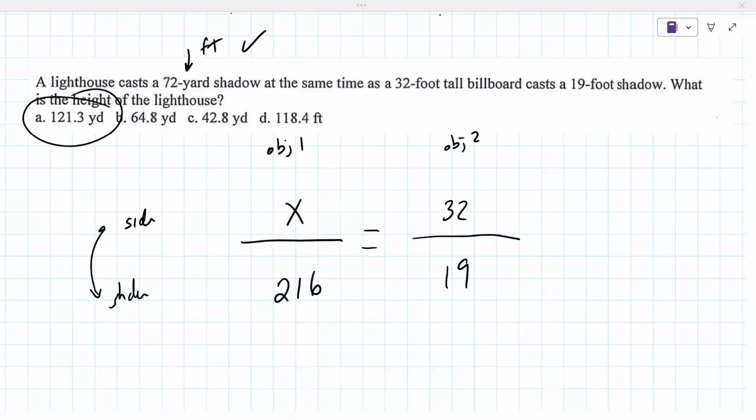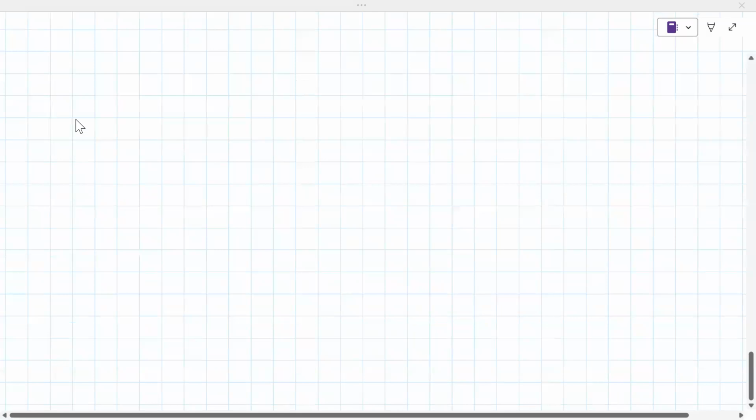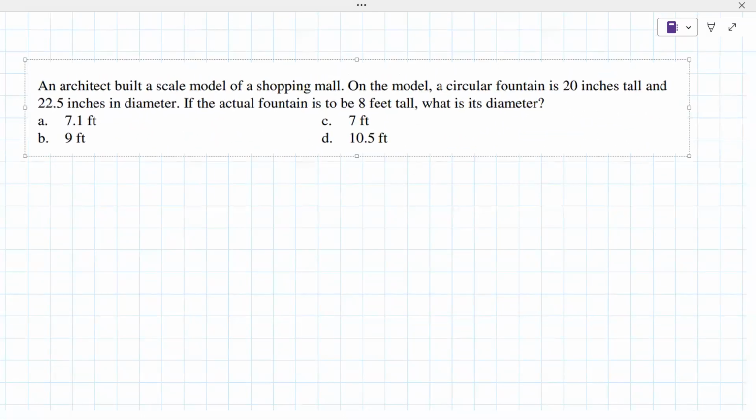All right, this is a more challenging one. All right. Give this one a try, please. 9 foot. Okay, what is the proportion you set up?